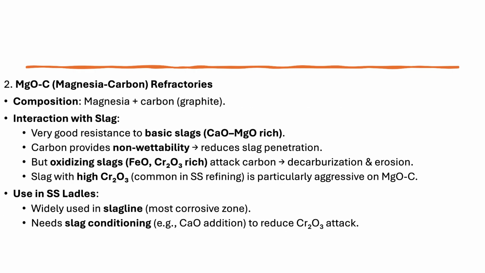Magnesia carbon refractories. Composition: magnesia plus carbon graphite. Interaction with slag: very good resistance to basic slag. Carbon provides non-wettability and reduces slag penetration. But oxidizing slags, FeO and Cr2O3 rich, attack carbon, causing decarburization and erosion. Slag with high Cr2O3 is particularly aggressive on magnesia carbon. Use in SS ladles: widely used in the slag line, the most corrosive zone. Needs slag conditioning, with calcium addition to reduce Cr2O3 attack.